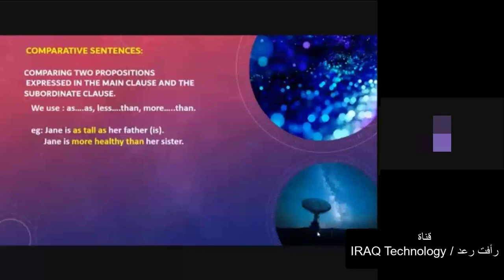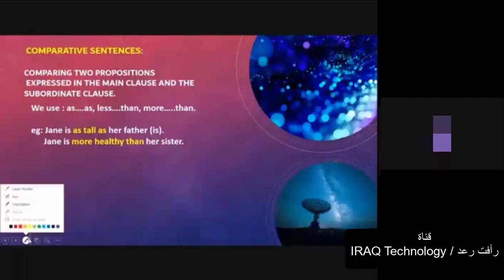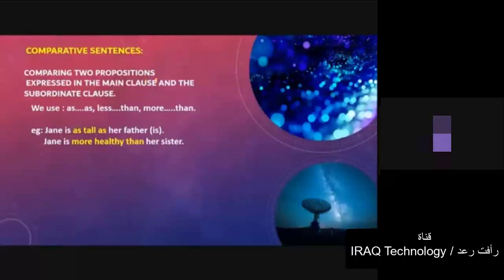Why do we call it comparative? Because we are comparing two propositions expressed in the main clause and the subordinate clause. That means we compare. Propositions means suggestions. Okay? We compare something in the main clause with another thing in the subordinate clause. We use subordinators like as, less than, more than.